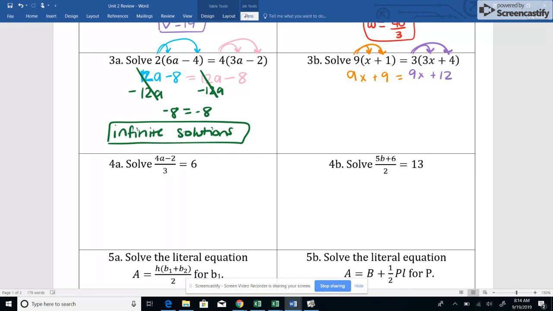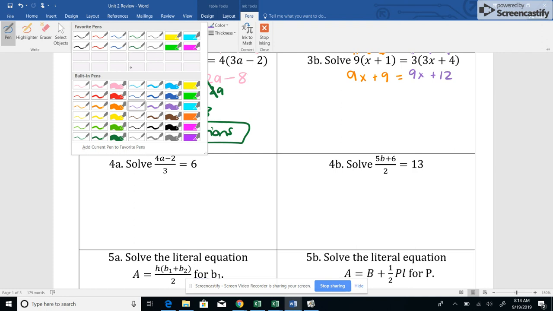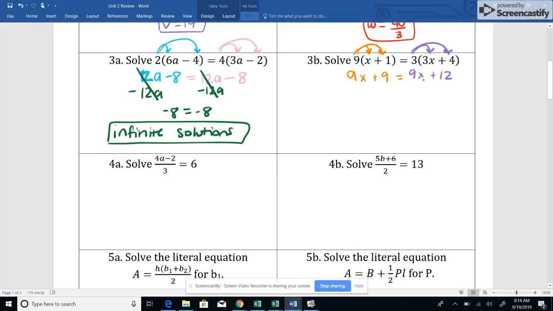Okay, so same thing. When I'm solving with variables on both sides, I am going to move my variables to the left using inverse operations. So I'll subtract 9x because this is positive. And then over here, I'm also going to subtract 9x. And in this case, again, they both cancel out. And I'm left with 9 is equal to 12. Well, that's not true. 9 and 12 are not the same thing.